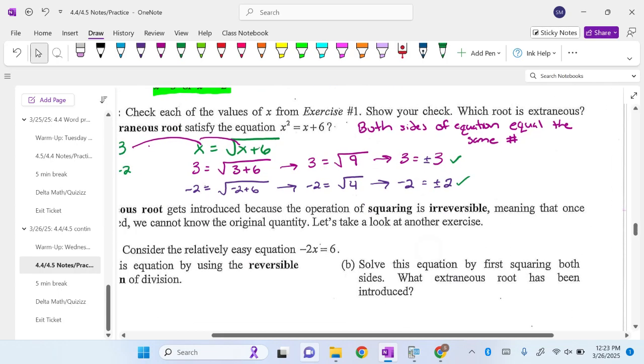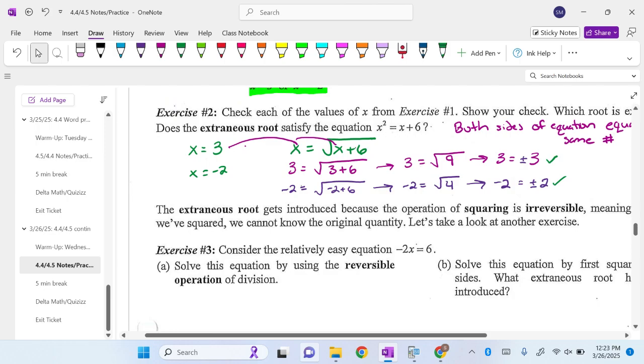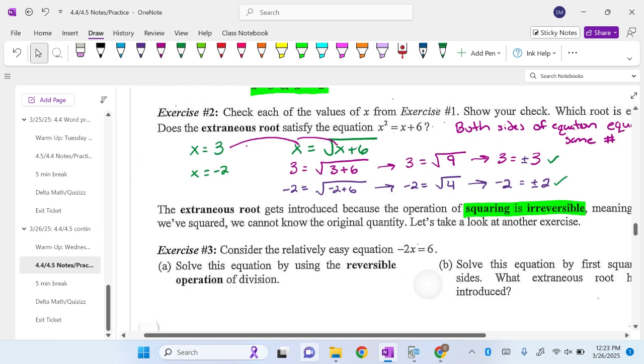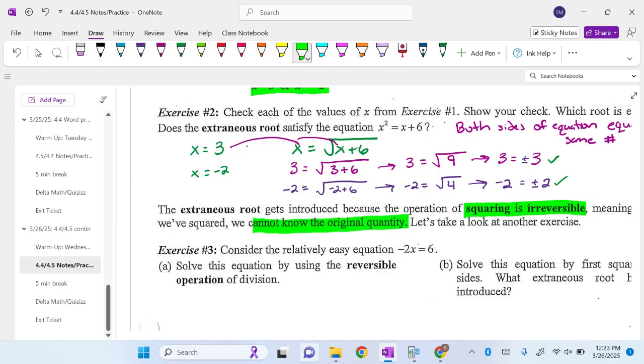All right. The extraneous root gets introduced because the operation of squaring is irreversible, meaning that once we've squared, we cannot know the original quantity. So what I mean by that is that let's say I did 3 squared and I got 9. But then I just threw the 9 at you and I told you to give me the number that I used to square to get 9. Well, what are my 2 options? What number squared gives you 9?